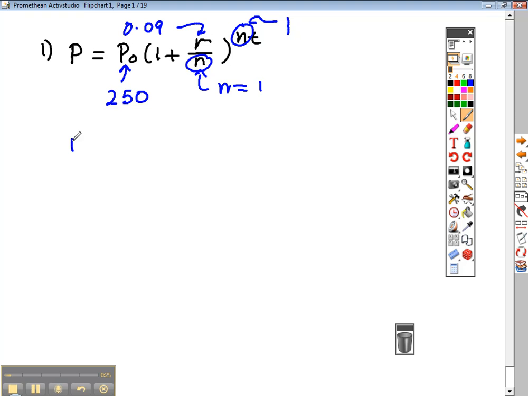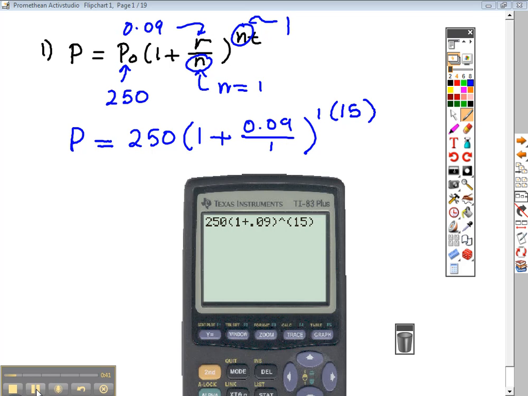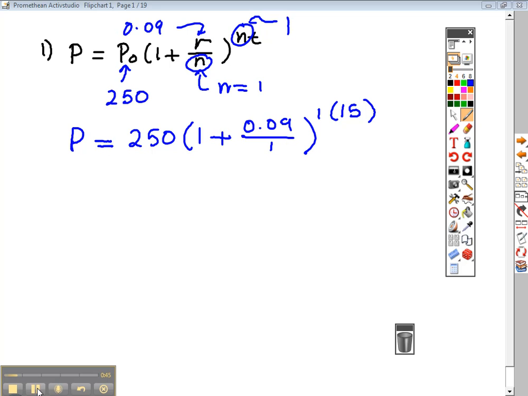So when you plug this all in, you get P. I know they use A, but we'll use P. 250 times 1 plus 0.09 over 1, so it doesn't really matter, to the 1. And then the time they give you is 15 years. So that's the equation. I'm going to show you how it should be on the calculator. Okay, so this is how it should look on the calculator, exactly like this. And if I hit enter, it turns out that the answer is going to be 911. So choice A on your homework.